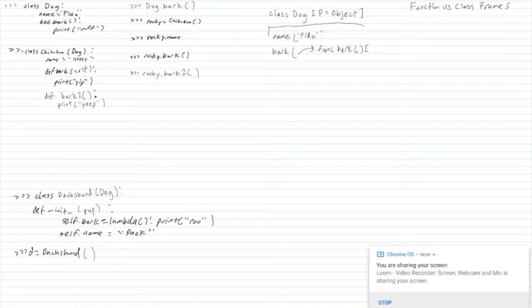In this case, the current frame is global. Let me actually just draw that over here. Global. All right, so we just have two types of frames going on. Let's go ahead and define the next class, which will be class Chihuahua. As we can see, this inherits from dog, and so in this case, the parent will be dog.